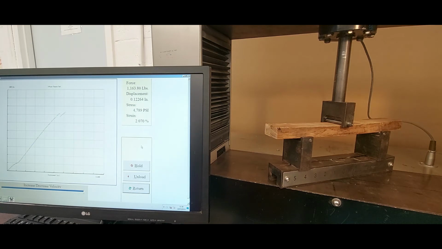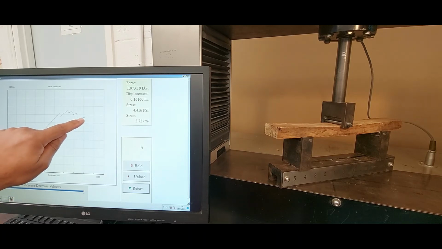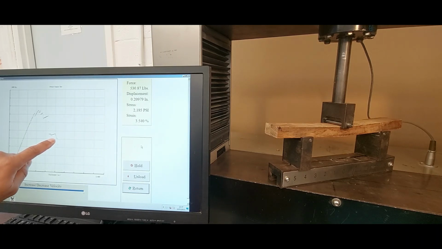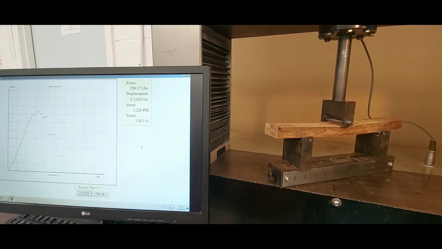I can hear the specimen breaking. There we go, we're going. And you can see some distortion here, and you can see the decrease in load, so we're just about ready to fracture. So with the significant decrease in load, at this point we can officially say that the specimen has failed. It's going to keep going, and the system has sensed that there's a significant decrease in load, so the specimen is failed.